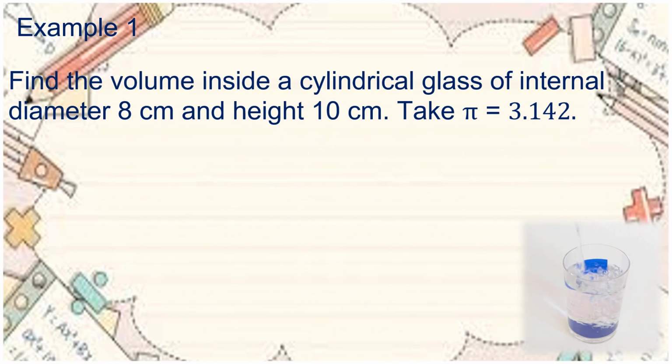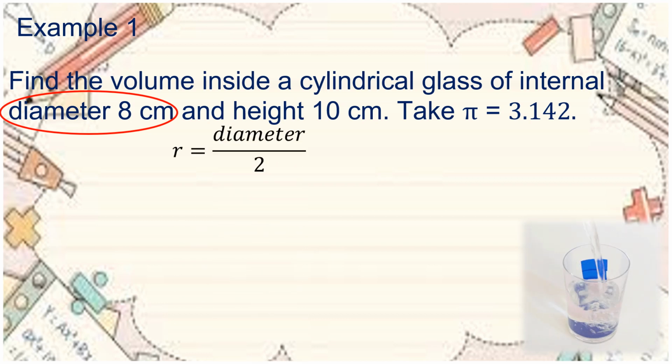So let us have example number 1 under the volume of a cylinder. Let us read all together. Find the volume inside a cylindrical glass of internal diameter 8 centimeters and height 10 centimeters. Take pi equal to 3.142. So in doing this, take note we have the diameter. So how do we get the radius? Correct, we need to divide it by 2. So we will be having r is equal to diameter over 2. Substituting the value of your diameter, it is equal to 8 centimeters over 2. So what is 8 over 2? Correct, it is 4 centimeters.